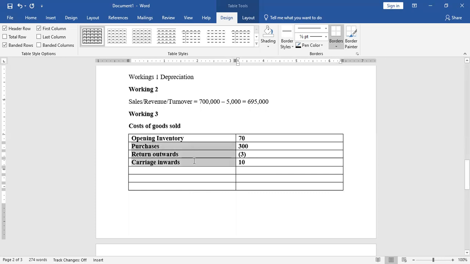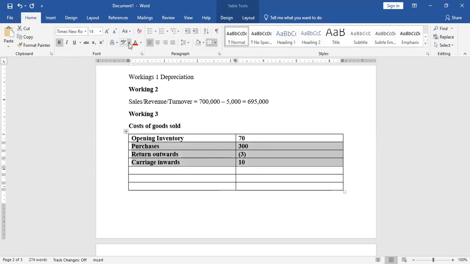So these two, though they've been indicated here, are part of the purchases item because they affect the purchases. The return outwards will reduce the purchases, and carriage inwards will increase the purchases. Return outwards, we are just returning the goods that we had bought. Carriage inwards is just the transportation of the goods into the business. And then finally, we can say less closing inventory.